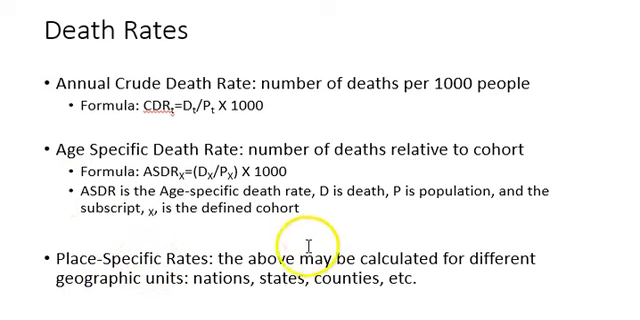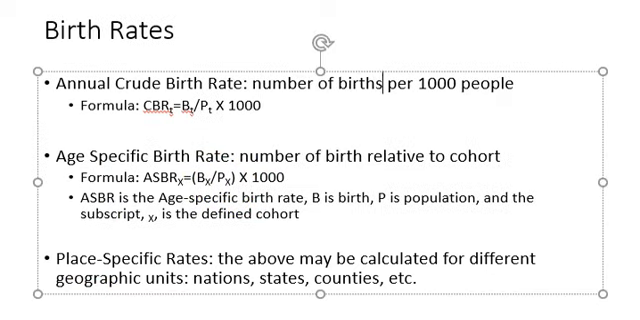Place-specific rates, instead of looking at cultural characteristics, we could look at regional characteristics of a country. We could look at north versus south, urban versus rural. Any type of place comparison could be done, and the same basic formula would apply. We would look at the death rate relative to the place, over the population of the place. And that would be a similar kind of function.